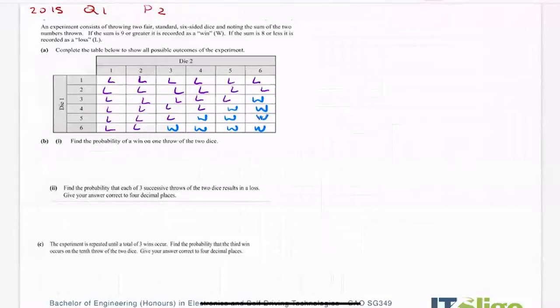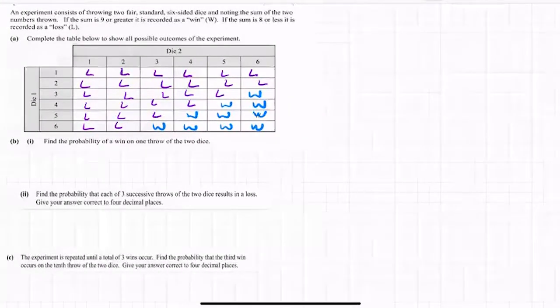Okay, so I think that's the table done. 1, 2, 3, 4, 5, 6, 7, 8, 9, 10. So I have 10 wins. Okay, find the probability of a win on one throw of the two dice.